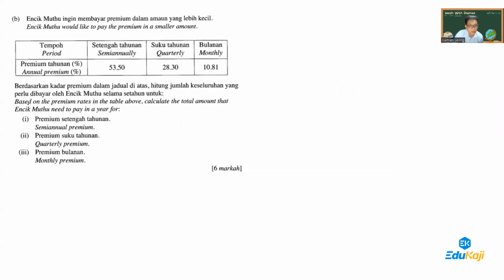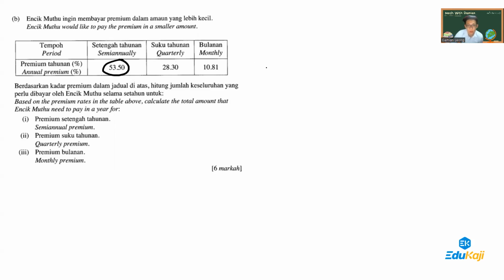Then part B. Based on the premium rates given here, calculate the total amount that Mr. Anjay Mutu needs to pay for half a year. So in half a year, he has to pay 53.5%.